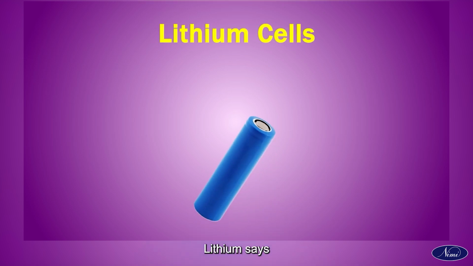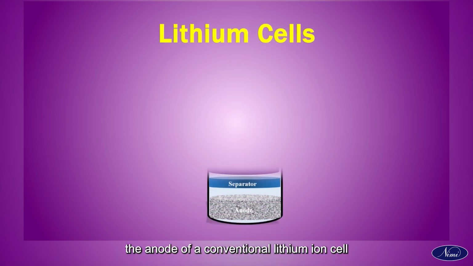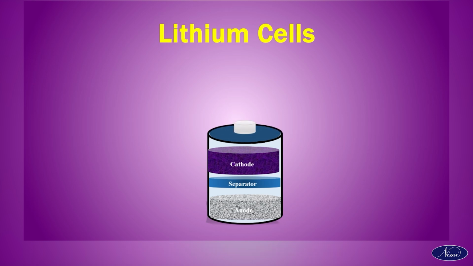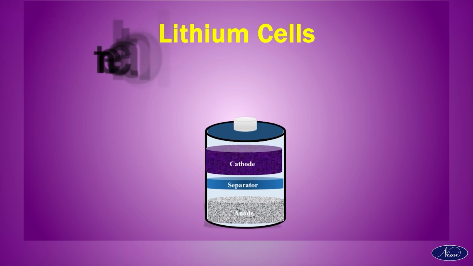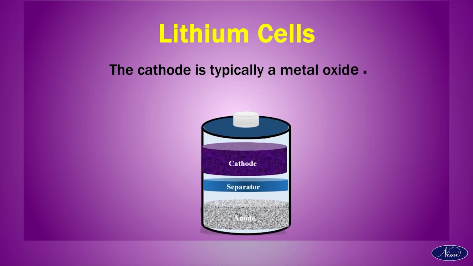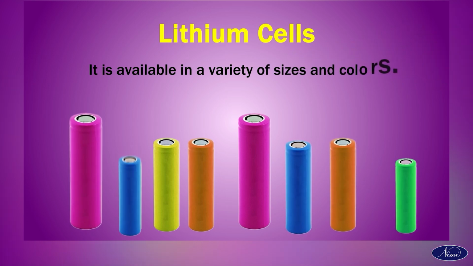Lithium cells. The anode of a conventional lithium-ion cell is typically graphite made from carbon. The cathode is typically a metal oxide. It is available in a variety of sizes and colors.